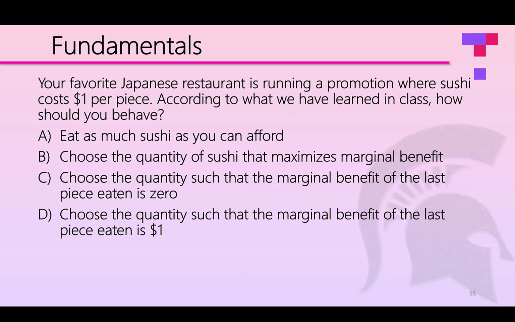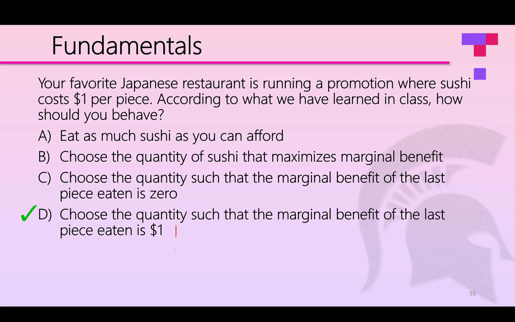Next. Your favorite Japanese restaurant is running a promotion where sushi costs $1 per piece. According to what we have learned in class, how should you behave? Go ahead and read the choices. The answer here is D. You should choose the quantity such that the marginal benefit of the last piece eaten is $1.